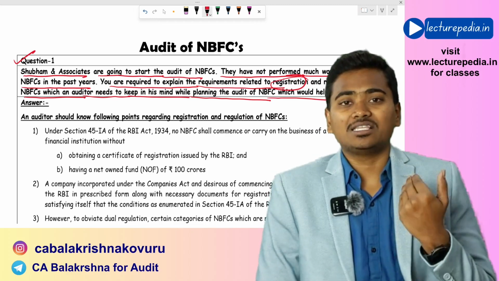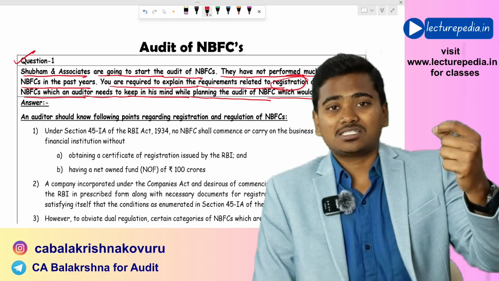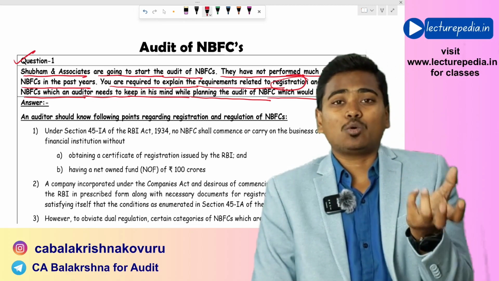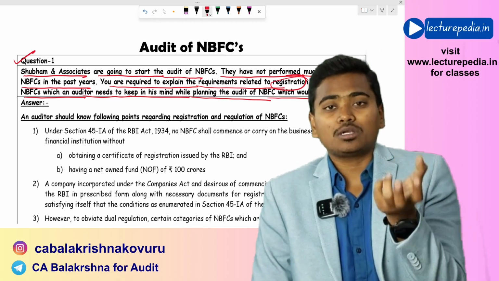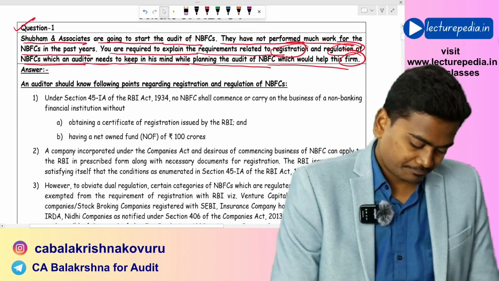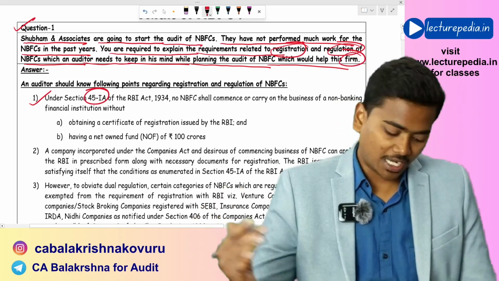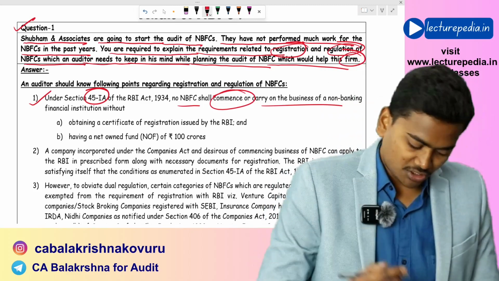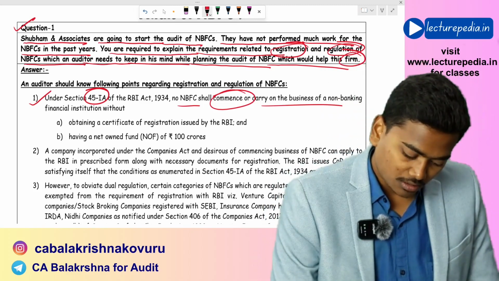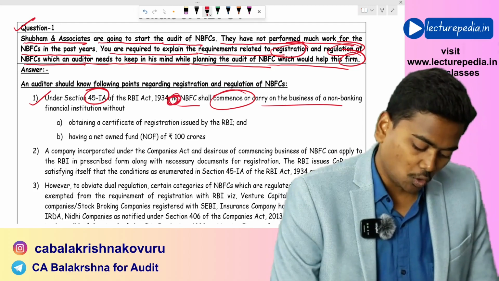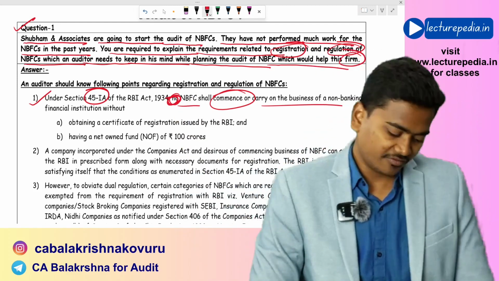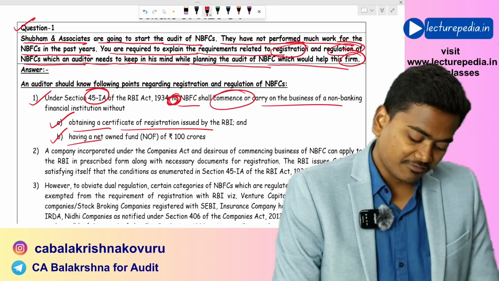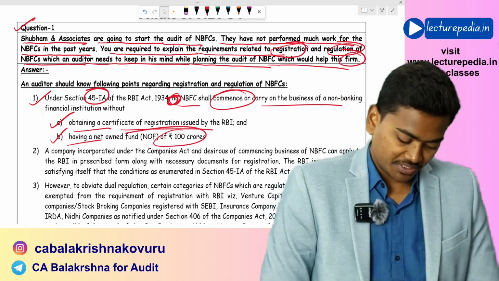Basically, NBFCs need to get a certificate of registration from RBI, and they have to maintain net owned funds of minimum 100 crore rupees. Let's see. Under section 45-IA of the RBI Act, no NBFC shall commence or carry on the business of a non-banking financial institution without obtaining a certificate of registration from RBI and having net owned funds of 100 crore rupees.